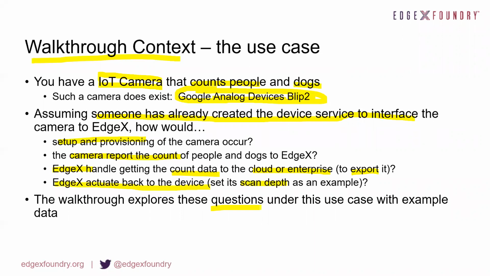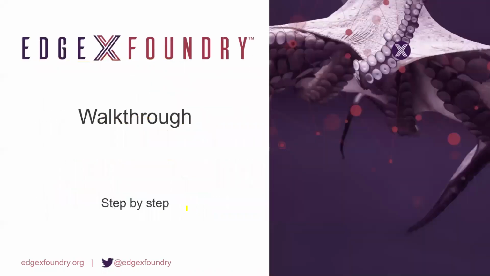Again, things like, well, how would I actually look at things like logs? Or how would I know that the cloud that I've wanted has actually physically been registered to receive this kind of data? We'll look at some of that as well in this API walkthrough. So with that, we are ready to actually do a step-by-step walkthrough of the EdgeX API.